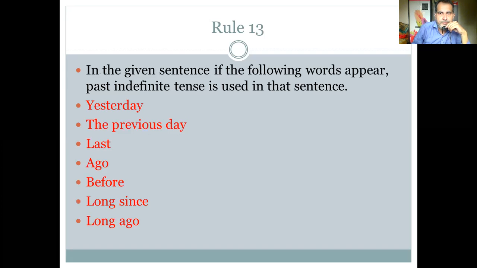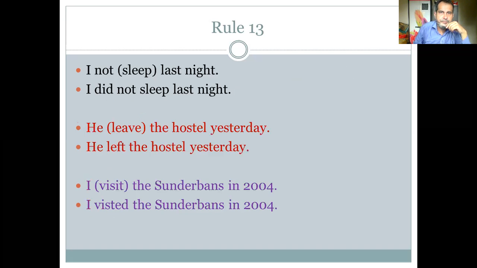Now rule number 13. In the given sentences, if the following words come, use the past indefinite tense. Now, why should you use past indefinite tense? If these 7 words come in your given sentence, then you can use the past indefinite tense: yesterday, the previous day, last, ago, before, long since, long ago. All this refers to a past incident. So that's why past indefinite tense is used.